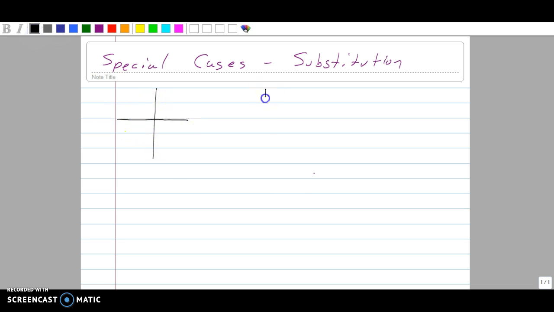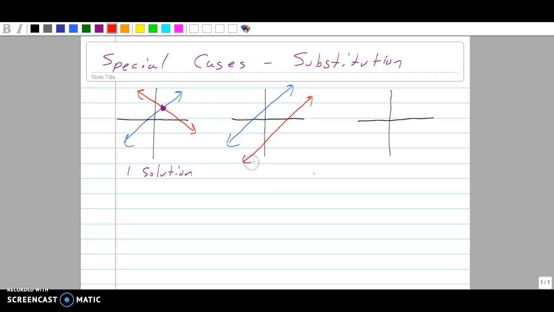Remember, when we're talking about systems of equations, there are three possible scenarios that could happen. We could have two lines that intersect each other, and the intersection point is the one solution. Another scenario is we could have two lines that are parallel to each other, in which case there would be no solution because they don't intersect. Remember, the solution to a system of equations is the intersection point, and if parallel lines don't intersect, there's no solution.